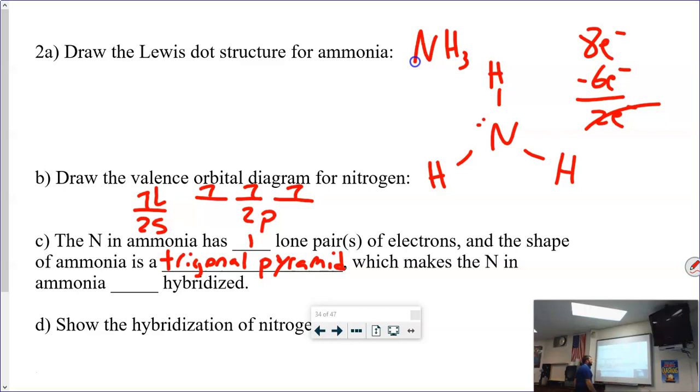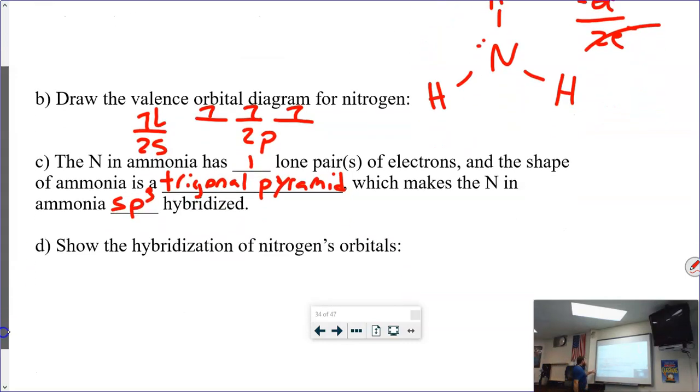Sorry, I'm trying to cram it in that little space. Which makes the nitrogen of ammonia something hybridized. Well, how can we figure out the hybridization? It is all about the coordination number. Coordination number of 4 equals sp3. Coordination number of 3 equals sp2. Coordination number of 2 equals sp. So, the coordination number is 4. That means it's sp3 hybridized.